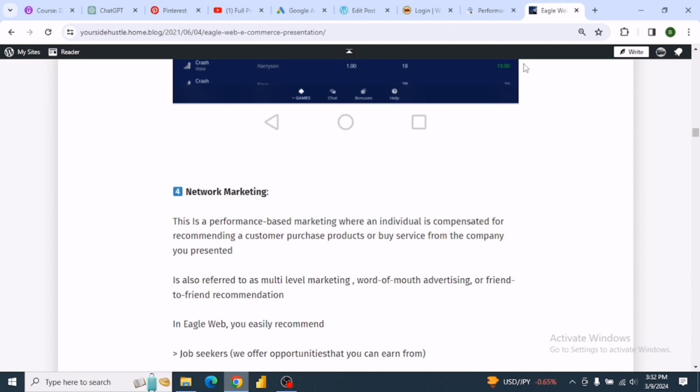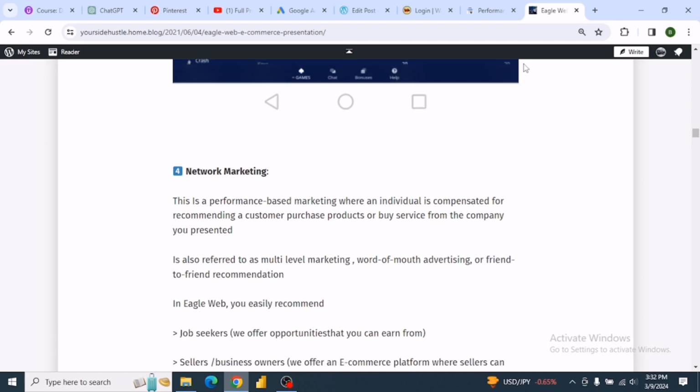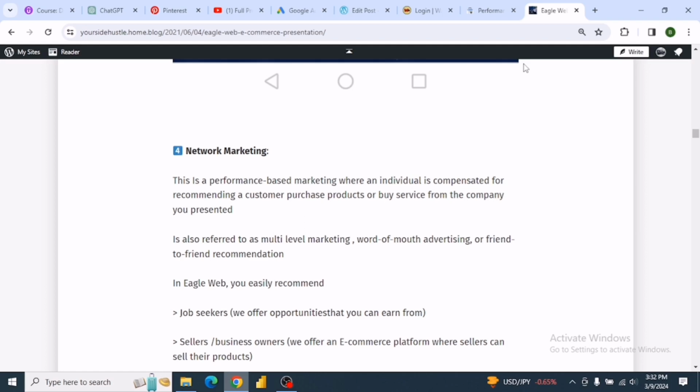Last but not least, we have network marketing. This is performance-based marketing where an individual is compensated for recommending a customer to purchase a product or service from the company he or she represents. The only difference with affiliate marketing is that with network marketing, you earn in different levels.